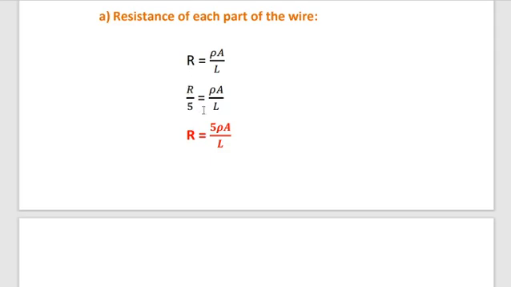So R divided by 5 is equal to rho L by A. Then R equal to, this 5 go to the opposite side, means 5 rho L by A.